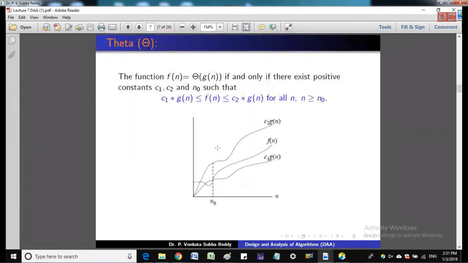Next, what is theta notation? We have the informal definition we have already seen. We say that f of n is theta of g of n if both have the same order of growth. That is it. But then how to formally prove that? To show that, f of n is theta of g of n.